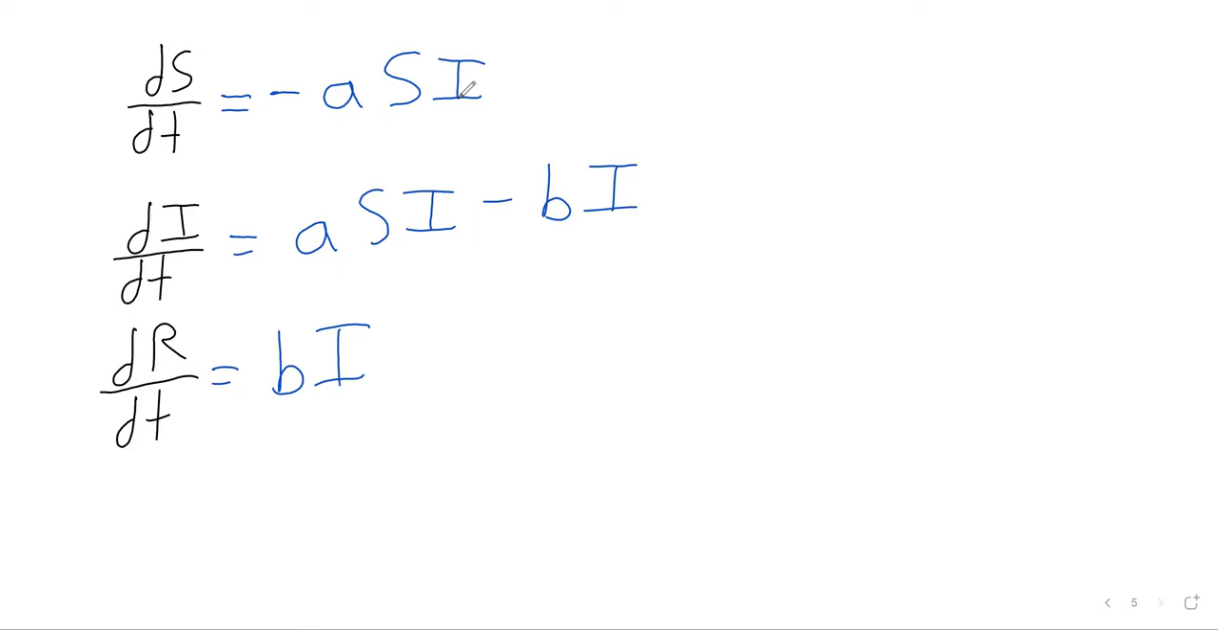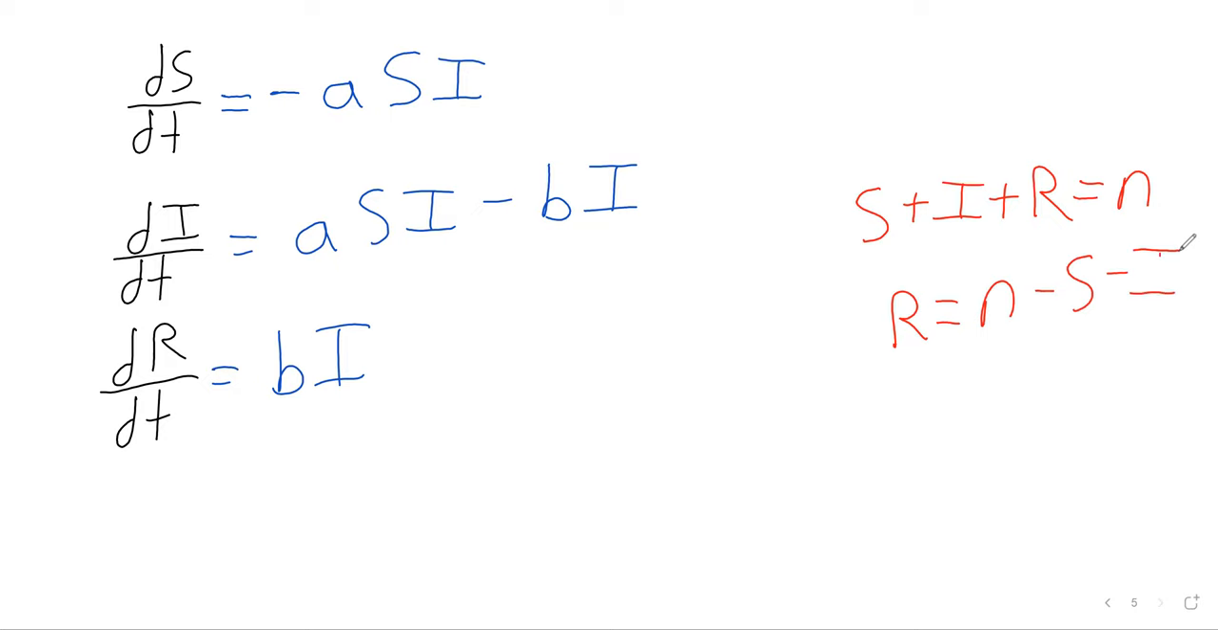So this is a system of differential equations. We have three differential equations. And if you're clever, you could bring that number down to 2. You could say, okay, we're assuming the population is basically constant. So the number of susceptible people, plus the number of infective people, plus the number of recovered people is constant. That means that the number of recovered people can be solved for in terms of these other equations.